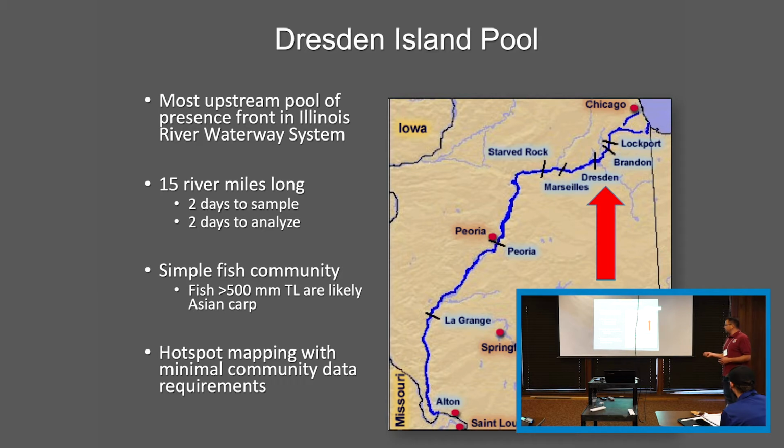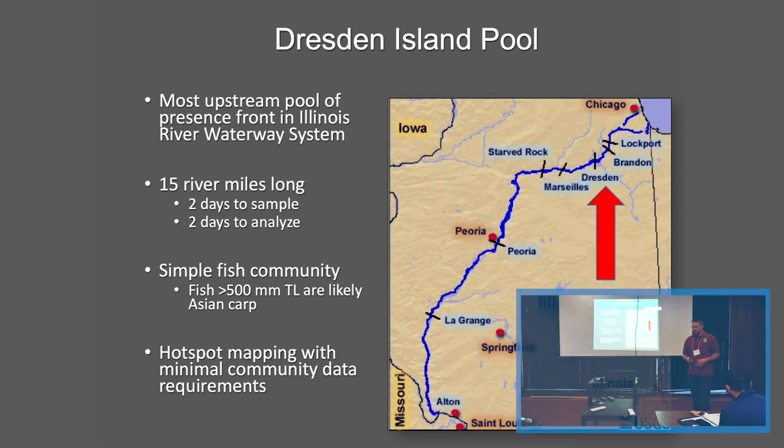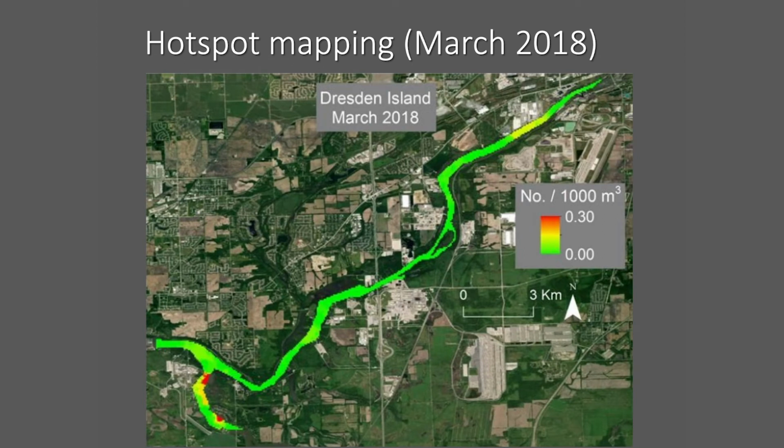So we can use that information to make heat maps or do hotspot mapping with minimal community data requirements. So again, this is one of those exceptions where we don't have to have a ton of community data to point people in the right direction. So this is what that looks like.